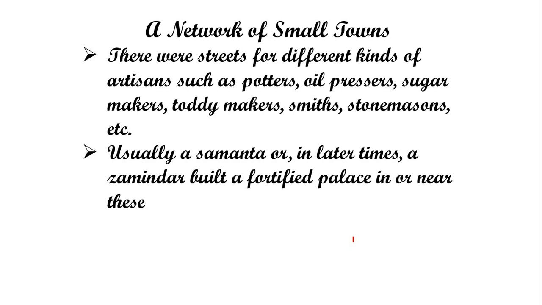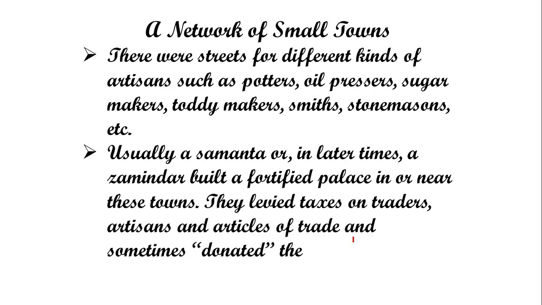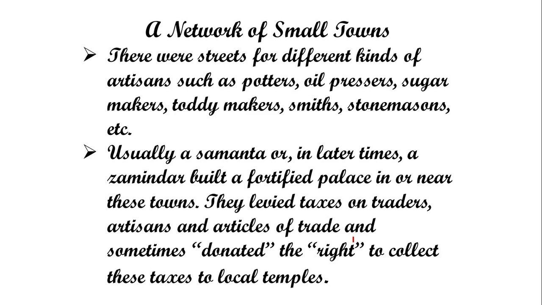Usually a samanta, or in later times a zamindar, built a fortified palace in or near these towns. They levied taxes on traders, artisans, and articles of trade, and sometimes donated the right to collect these taxes to local temples. Yes friends, when many people started to live in these big towns, at that time, as we studied in our previous chapter, the samanta was the person who was a link between the farmers and the rulers, who collected the taxes. And later on in the Mughal period, he was given the name of zamindar.